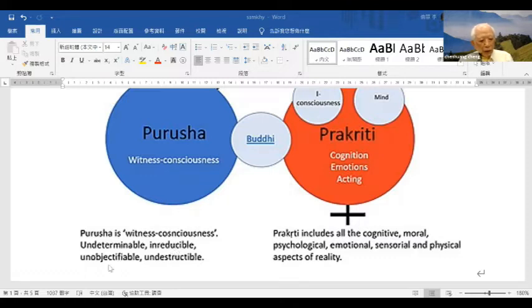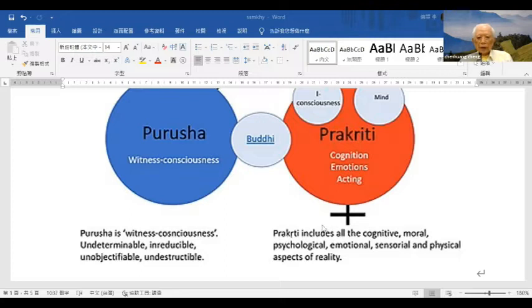And unobjectifiable means that we cannot identify Purusha as something. It is unobjectifiable and undestructible. Undestructible means that it cannot be destroyed. It is ever existent. This is the meaning of Purusha.